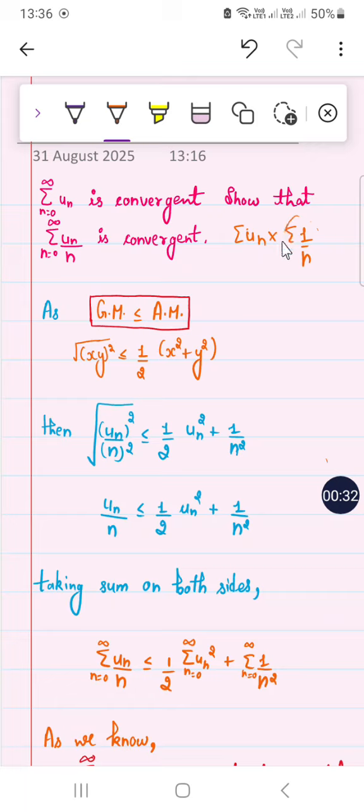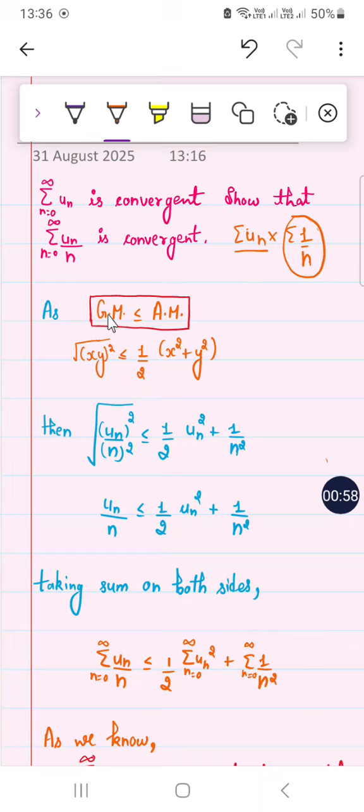This is not a convergent series, right? You know that it is not a convergent series. We have to only prove that when you multiply a convergent series with a divergent series, then it is also a convergent series. We have to prove that only. It is the most important fact, because a divergent series, when multiplied by a convergent series, is also convergent.